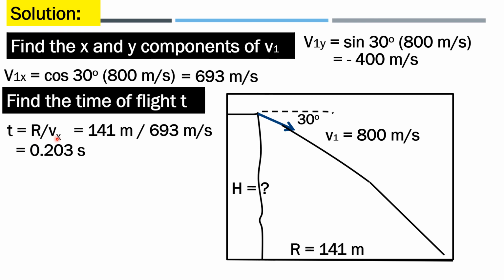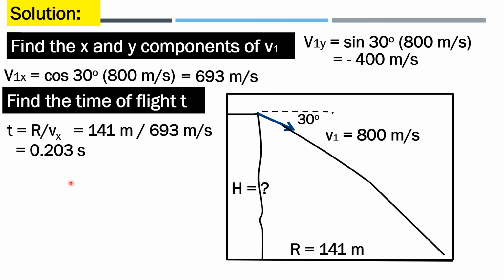So we just divide 141 meters, because that's the value of the range, by the x component of the velocity, 693 meters per second. That's the one there. And what we get is a value of the time of flight equals 0.203 second. We follow the rules of significant figures, where our answer has to be in 3 significant digits. So that's the time of flight.